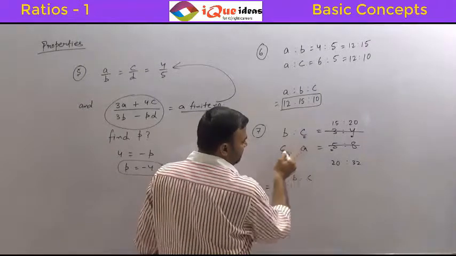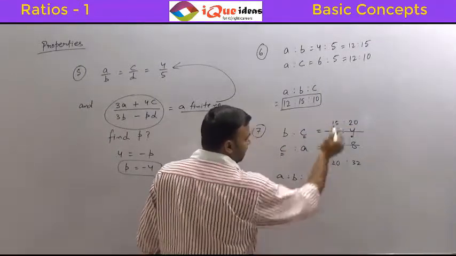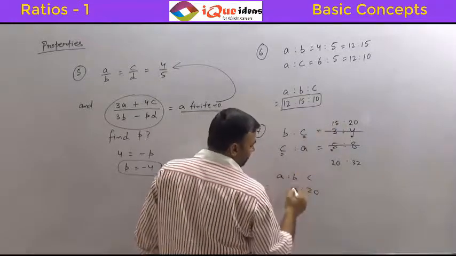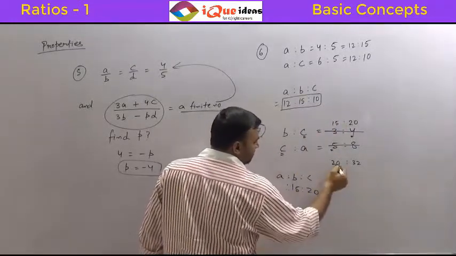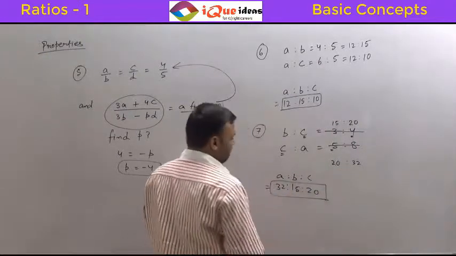So the final answer A is to B is to C will be equal to, write the common number first, C. For C, the value that we have got is 20. Now when C is 20, B has to be 15. And when C is 20, A has to be 32. So the final answer is 32 is to 15 is to 20.